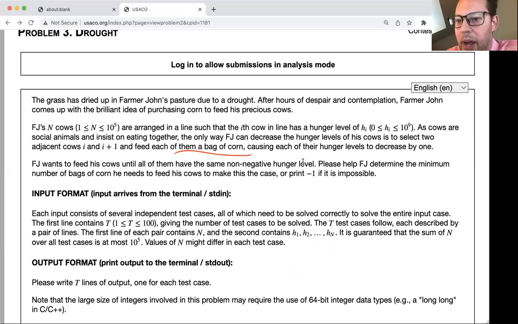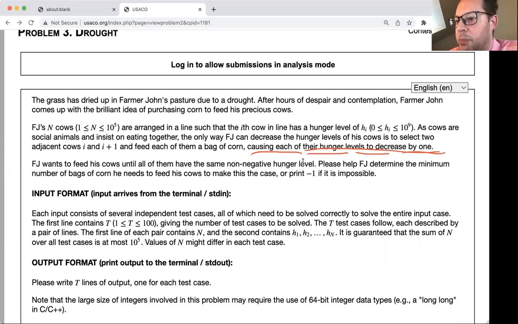So we feed each of them a bag of corn, which would be a total of 2 bags of corn. This is worded a little awkwardly, but we're not splitting a bag of corn between 2 different cows. We have 2 adjacent cows, each of which will get 1 bag of corn, which will count as 2 total bags of corn, which also means the number of bags has to be an even number. So this is causing each of their hunger levels to decrease by 1.